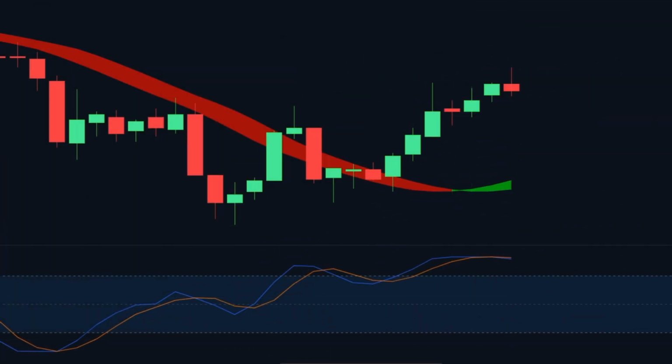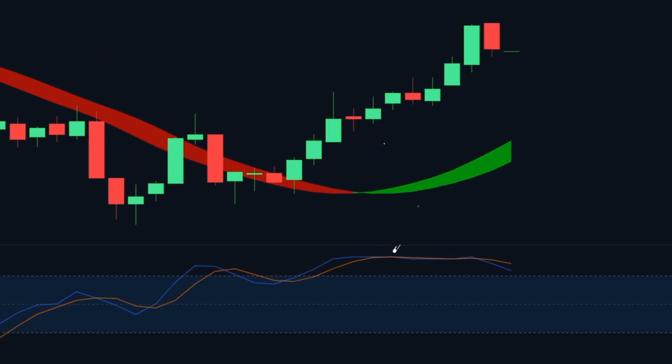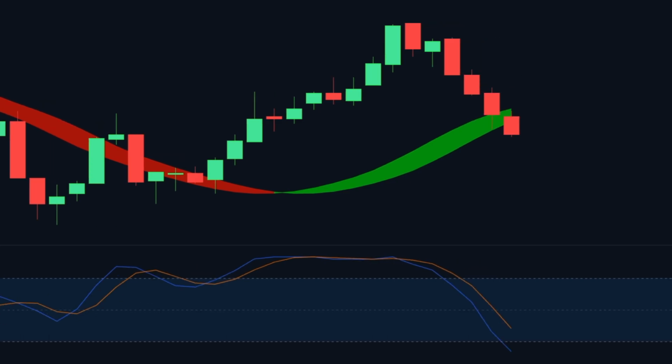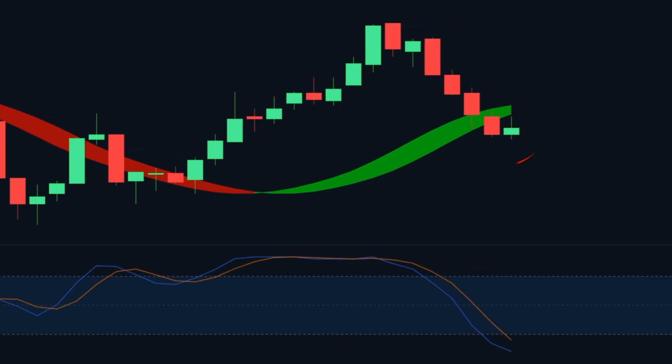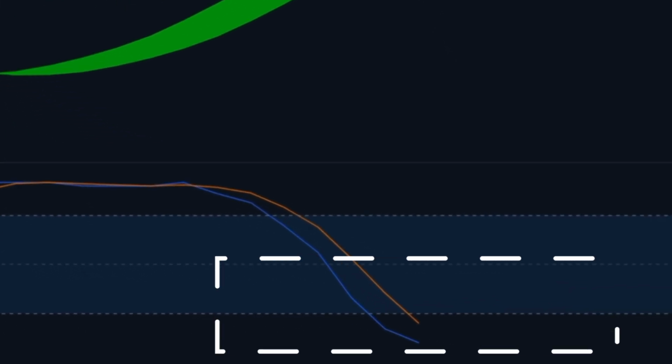Let's look at some examples. This is where the power of the system becomes clear. Okay, look here. The Hull Moving Average is green, so our trading bias is UP. We are only looking for buys. Price is moving up, but then we get a pullback. As the price pulls back, look down at our Stoch RSI. See how it drops below the 20 line?